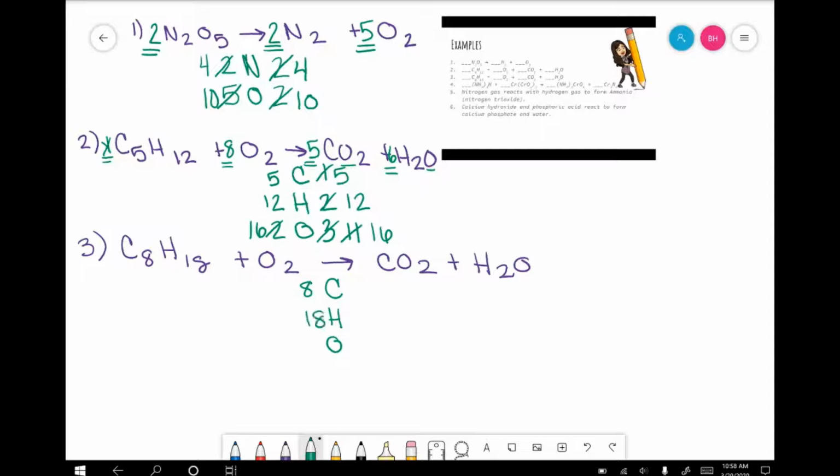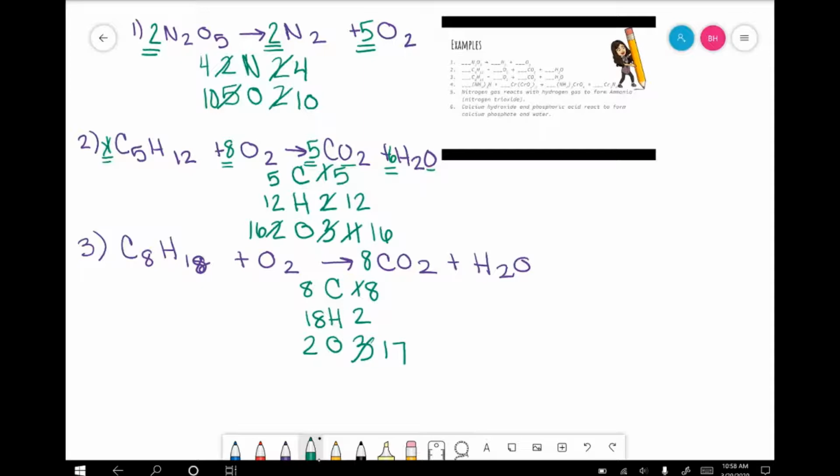That got a little messy, this is actually 18. And we have 2. Over here we have 1, 2, and 3 oxygen. So let's go ahead and start with my carbon. In order to balance my carbon, I'm going to put an 8 in front of here. That changes that to 8. But that also changes my number of oxygen. So we have 8 times 2, which is 16, plus 1, which is 17.